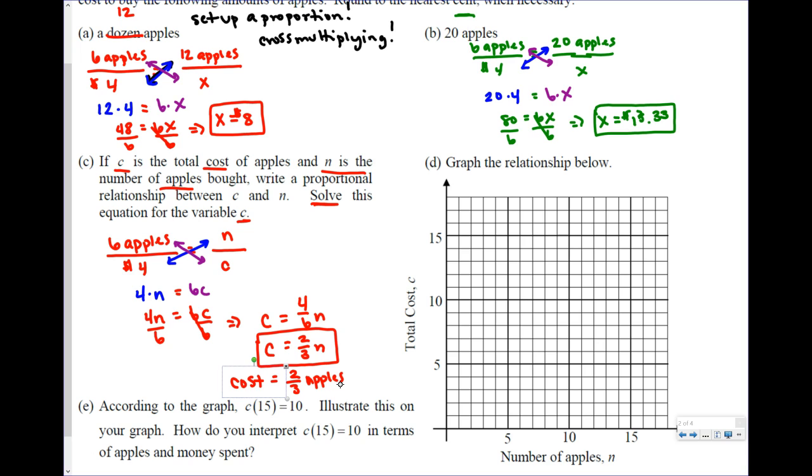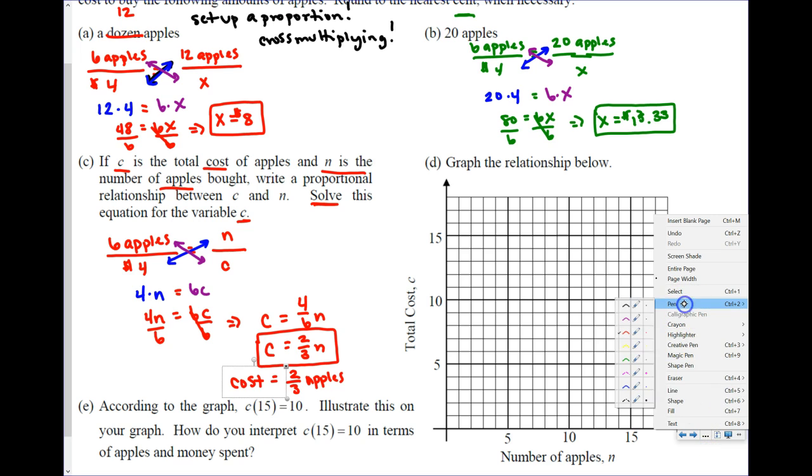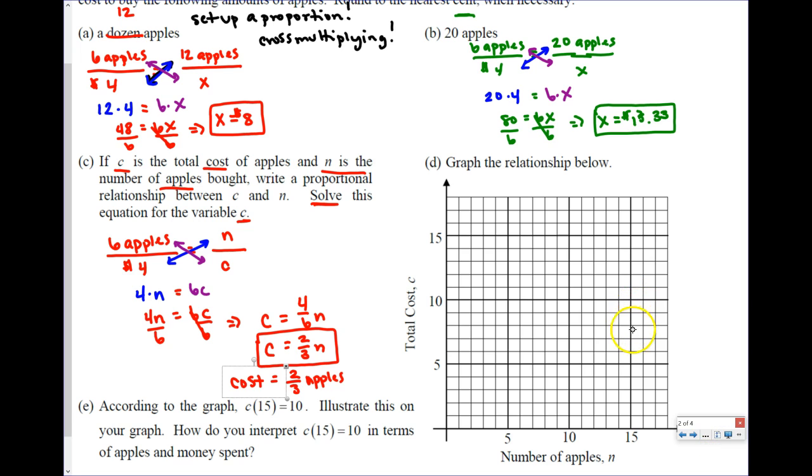Letter D says, graph this relationship below. So I'm going to come to my data here, and in order to graph this, I'm going to have to make a table, because I don't really know all of these. Oh, I shouldn't use X and Y. I should be using C and N. So let's try this again. I've got N for my apples and C. At 0 apples, it's not going to cost me anything, right? I don't buy anything at the place, it's not going to cost me anything.